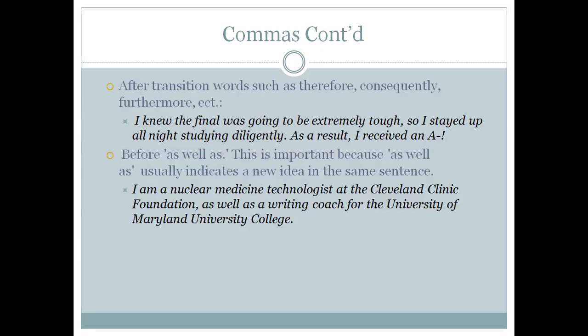After transition words such as therefore, consequently, and furthermore, you want to use a comma. So you'd say, I knew the final was going to be extremely tough, so I stayed up all night studying diligently. As a result, I received an A-. So as a result here is basically a transition word. Another tip is to use a comma before as well as. This is important because as well as usually indicates a new idea in the same sentence. Here's an example: I am a nuclear medicine technologist at the Cleveland Clinic Foundation, as well as a writing coach for the University of Maryland University College.